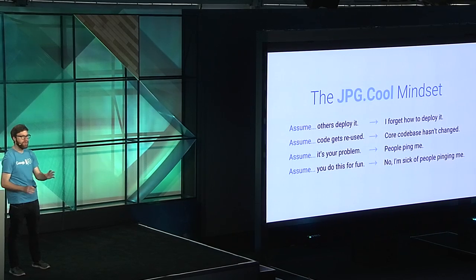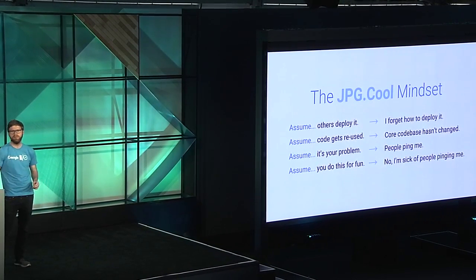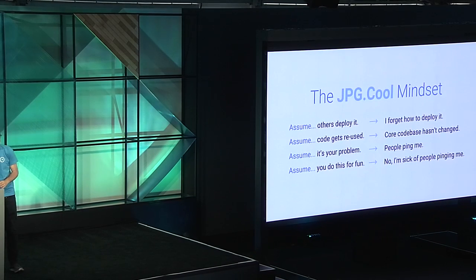So if we assume I do this for fun, I'm not doing it for fun anymore. I'm sick of people pinging me. So we need to optimize for this. We have to come up with a situation where I can stop thinking about my pesky users, and I can just have fun having the code, thinking about the actual problem, and I can always be ahead of my users. So if something does break in production or there's some issue, I can be aware of it.